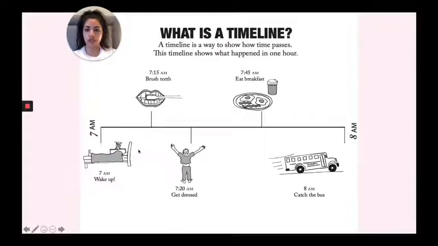So at 7 o'clock in the morning, she wakes up. At 7:15, which is just 15 minutes later, she brushes her teeth. At 20 past 7, 7:20, she gets dressed. At 7:45, she has her breakfast. And by 8 o'clock, she is ready to catch the bus to get to school.